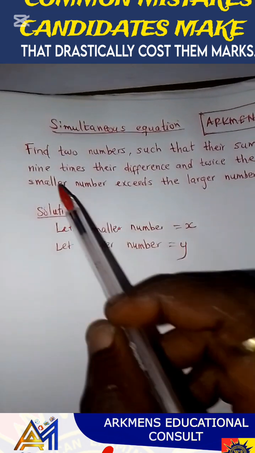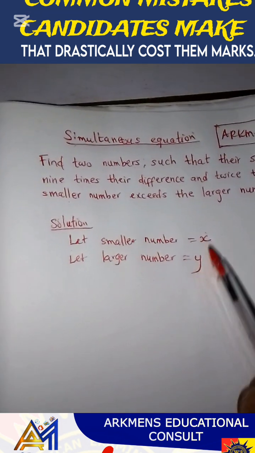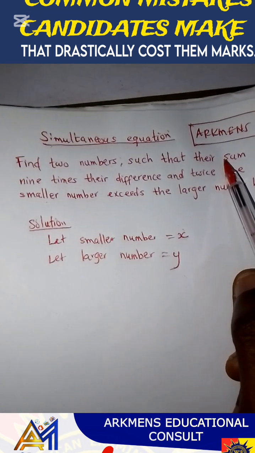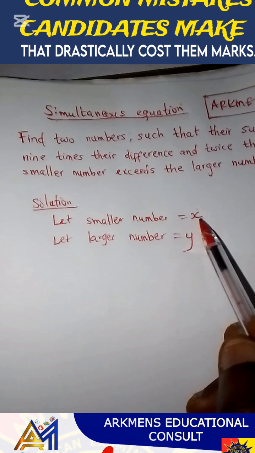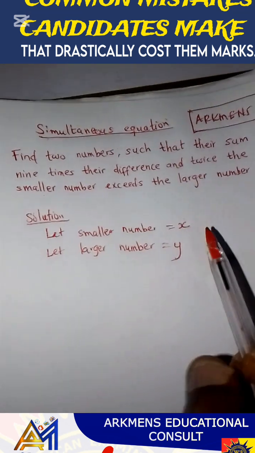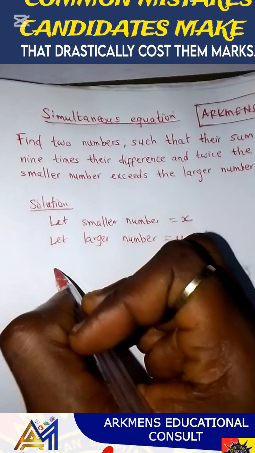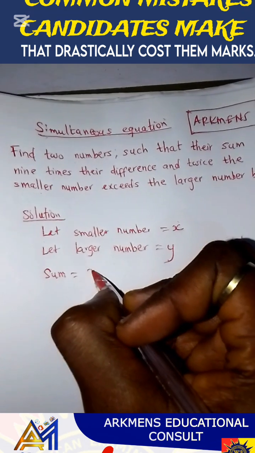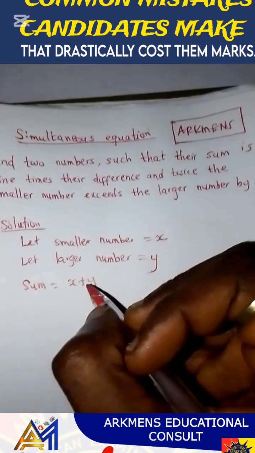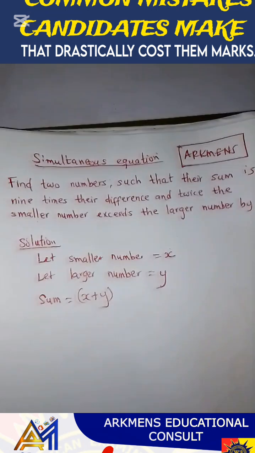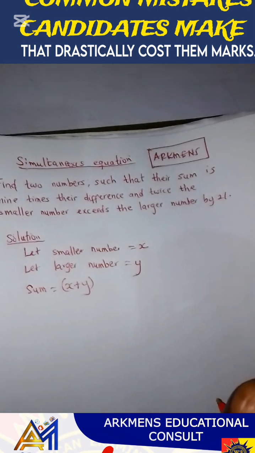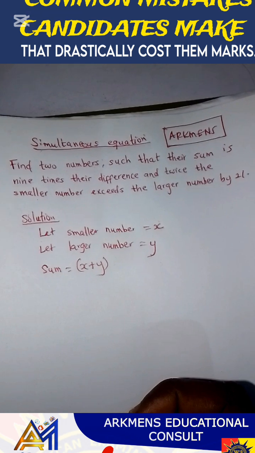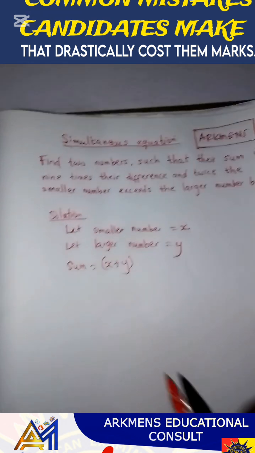Now let's move on. It said find two numbers. So these are the two numbers you're going to find, x and y, such that their sum. And sum in math means what? Addition. Good. So their sum is x plus y. This is the expression for it. And it said their sum is 9 times their difference. So let's write the expression for 9 times the difference.